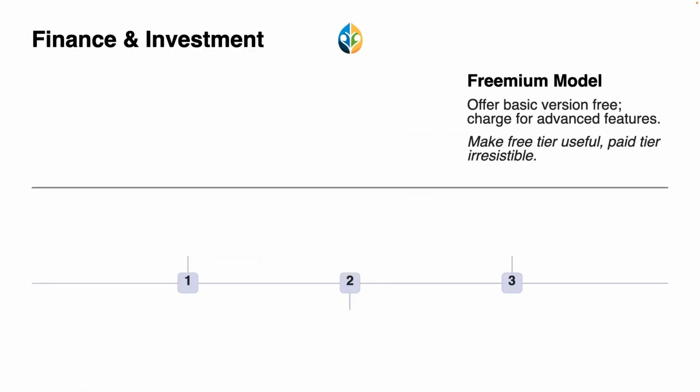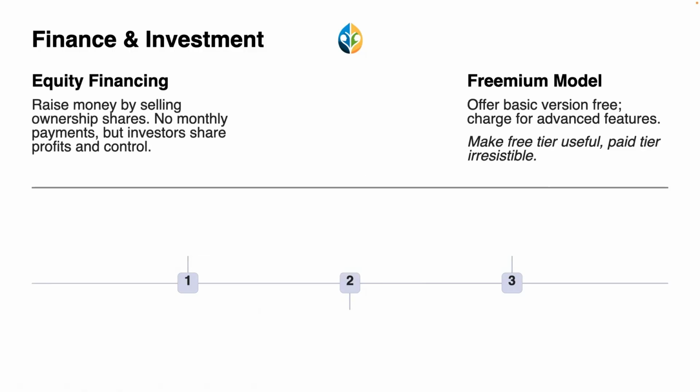Next, we have finance and investment. We have equity financing. Raise money by selling ownership shares. There are no monthly payments, but investors share profits and control. So you have to think, is this beneficial to your model? Compare with debt as an option because dilution does matter.